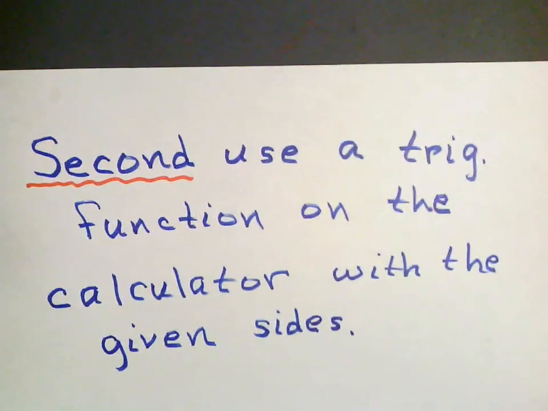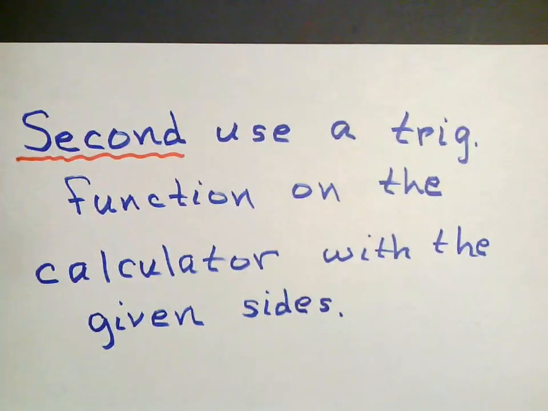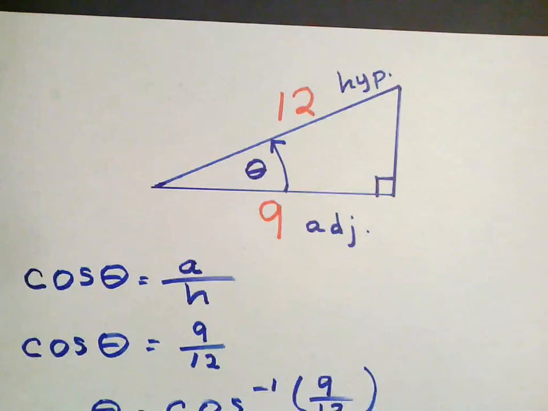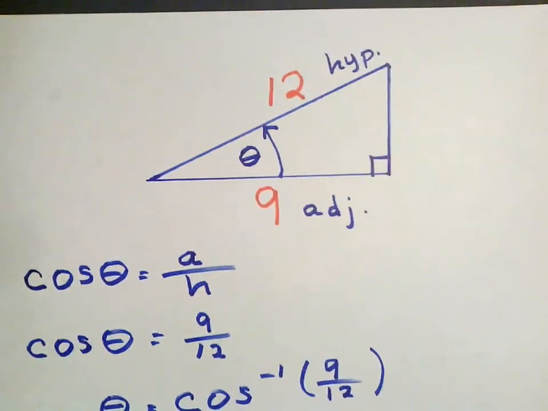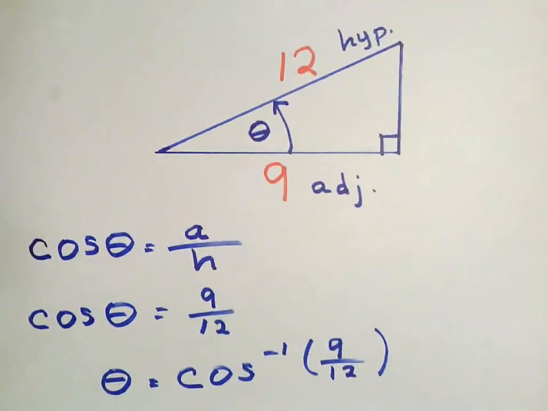The second thing that we're going to do, we're going to use a function on the calculator to help us find this angle measure. We're going to use the given sides. So here again, we have an adjacent and the hypotenuse. And the cosine is the adjacent over the hypotenuse. So cosine of theta is equal to 9 over 12. And when we're looking for an angle, remember we always use our inverse trig functions. So theta is equal to inverse cosine of this ratio.